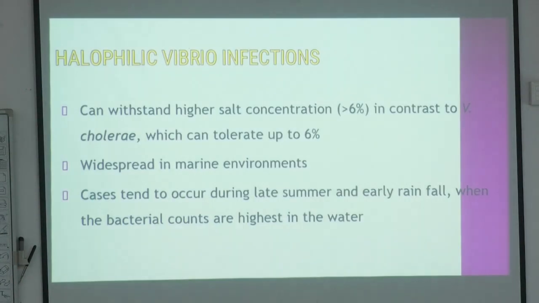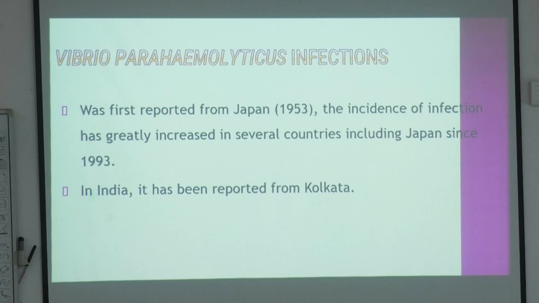Halophilic Vibrio: just knowing the definition is enough. It can withstand higher salt concentration, more than 6%, in contrast to cholera, which can tolerate up to 6%. So one is 6%, the other more than 6%. Widespread in many environments, it tends to occur during late summer and early rainfall, when the bacteria are found in higher numbers in the water. It was first reported in Japan in 1966. In India it was reported in Kolkata.